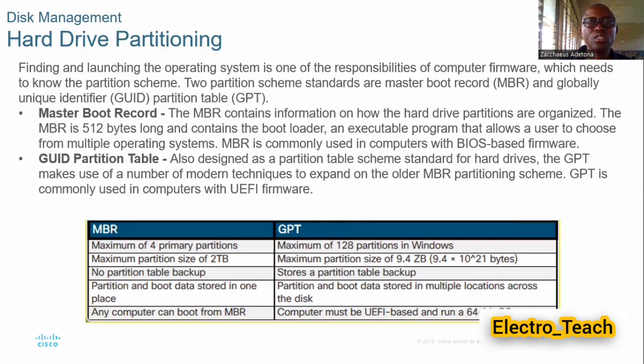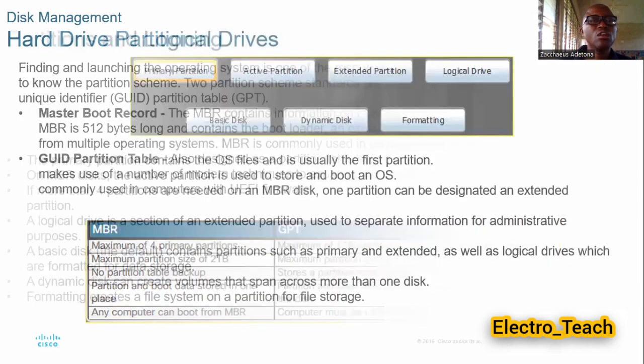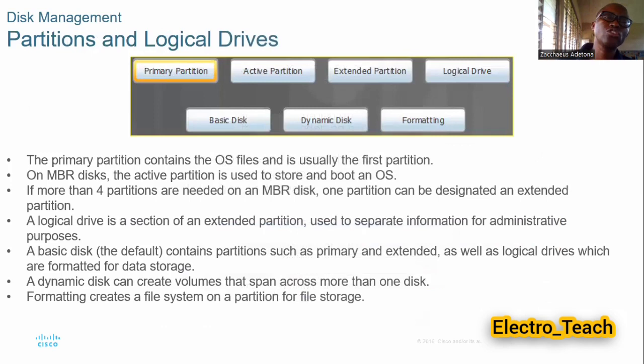That is about partitioning. So still on partitioning, we talk about partitions and logical drives. We have what we call the primary partition. The primary partition is where the operating system is stored. The operating system files are stored in the primary partition, and that is usually the first partition. Then we can talk about active partition, extended partition, logical drive. We have a basic disk, dynamic disk, and then formatting. On the MBR disks, the active partition is used to store and boot an operating system.